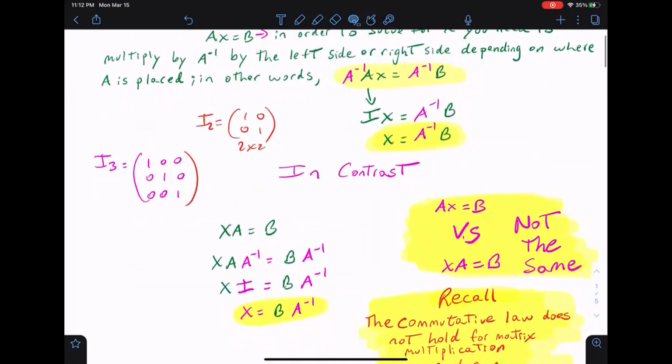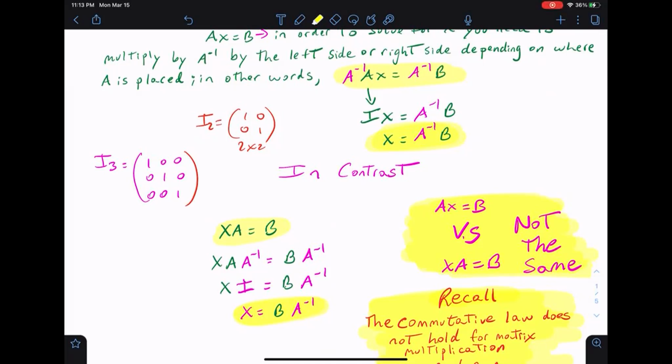Now, if Ax equals b, it's not the same as x a equals b. Why? Because on this equation, I'm talking about this one right here, right? If you multiply, you have to see where a is placed. So in this case, a is placed to the right. So that means that I need to multiply a inverse to the right to cancel things out. And by the same concept, to keep equivalence in the equation, I need to multiply on the right side b times a inverse, to the right, right? Because I did it to the right on the left side, I need to do it to the right on the right side.